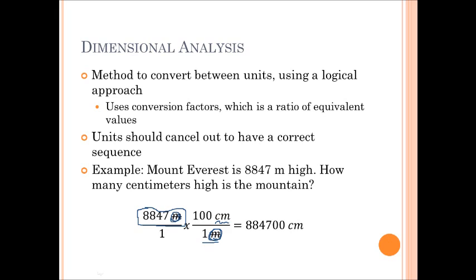To actually mathematically solve this, we multiply across and then divide. Well, we multiply 8,847 times 100, which gives us 884,700 centimeters, and we divide that by 1, so that's just our answer. Again, dimensional analysis is a methodological approach to converting between units.